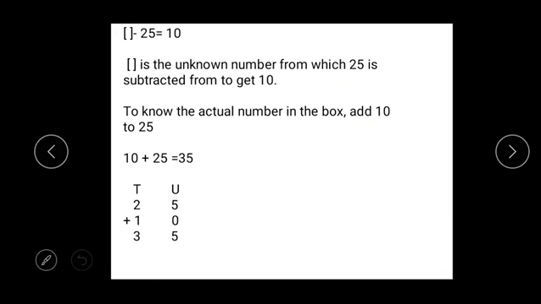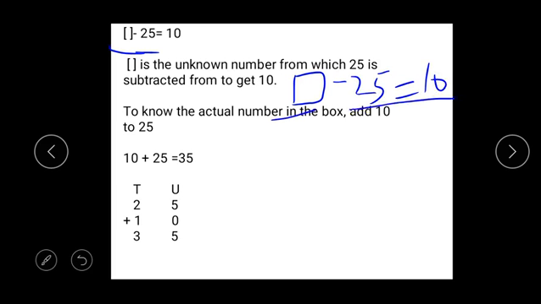So the other example, let's see. We have an empty box minus 25 is equal to 10. Because the empty box is the first thing you can see and is in front, you have to add the two numbers together. So you're adding 25 and 10. Since these are two numbers, you are using your tens and units. So you write your 25, then you write your 10. Remember to put your addition sign.